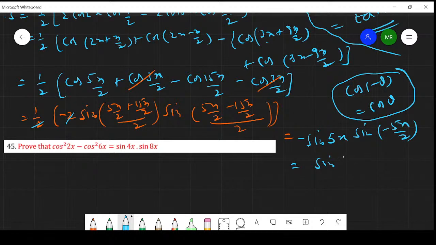Correct. Sin 5x into sin 5x by 2. So we got the required one. Sin 5x into sin 5x by 2, that is the required answer. We got the required answer.